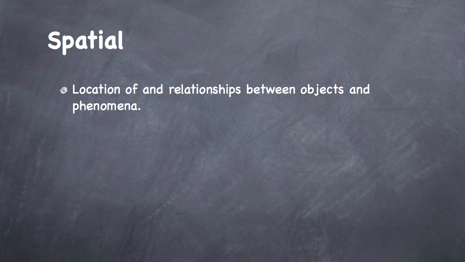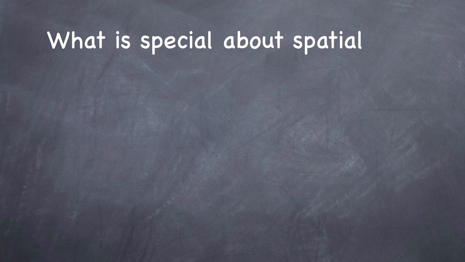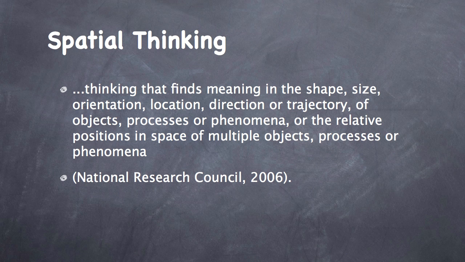Well, spatial is the location of and relationship between objects and phenomena that exist in the world and of course everywhere else. Now, whenever we talk about this from different perspectives, it really comes down to the question of what is special about spatial. And what's special is the fact that it is inherent in so many disciplines out there today, from sciences to the humanities.